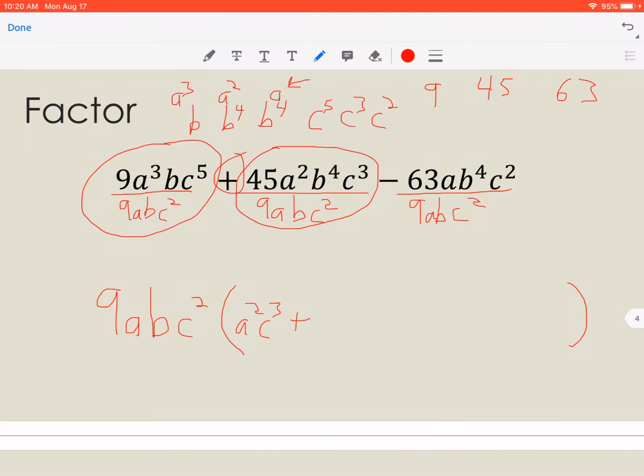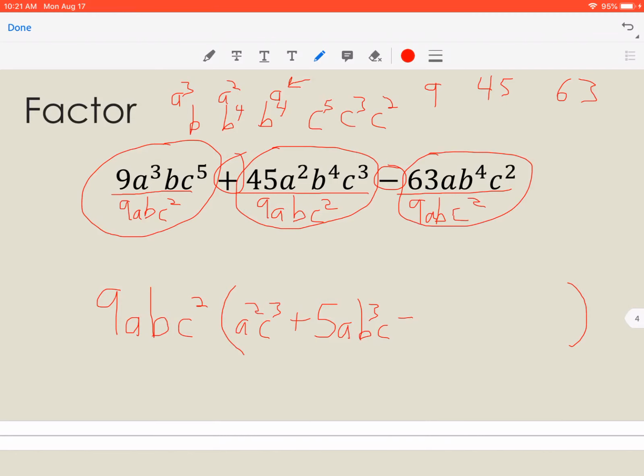All right, 45 divided by 9 is 5. Look at the a's. You had 2, you took out 1, 1a. Look at the b's. You had 4, you took out 1, 3 b's. Look at the c's. You had 3, you took out 2, 1 c left. Minus sign, minus sign. All right, let's look at this last term.